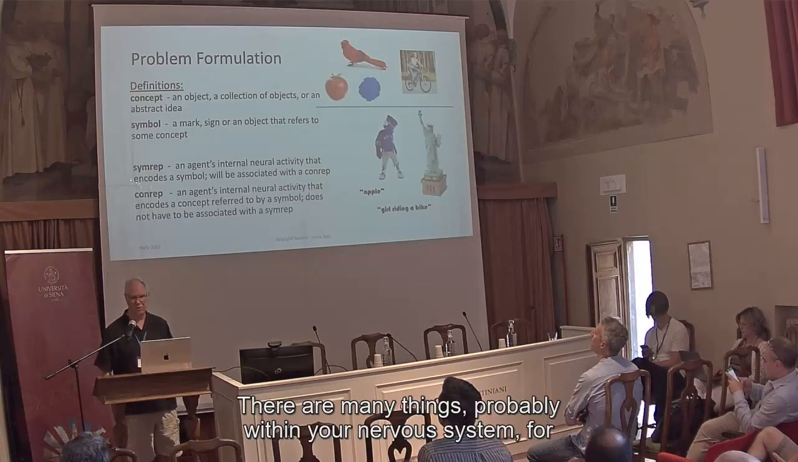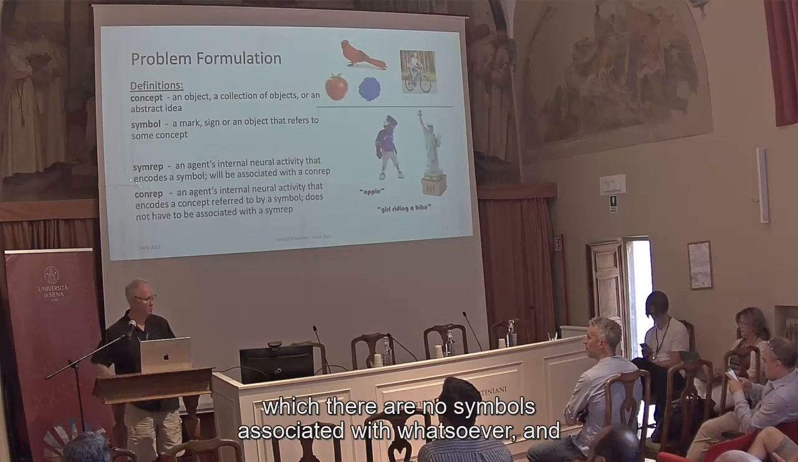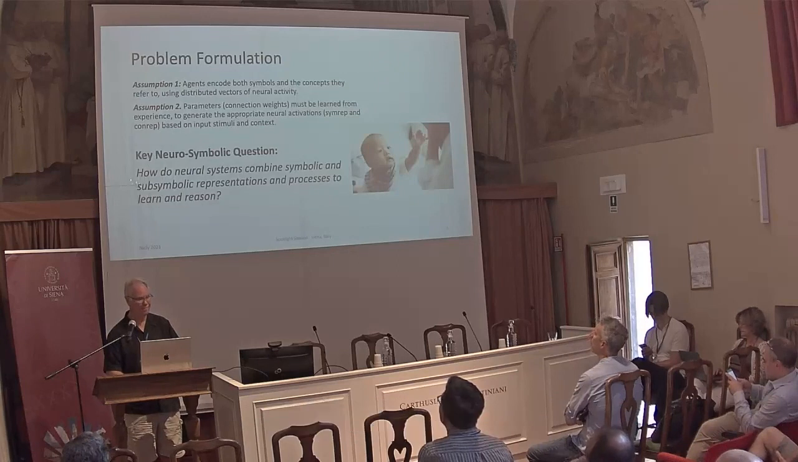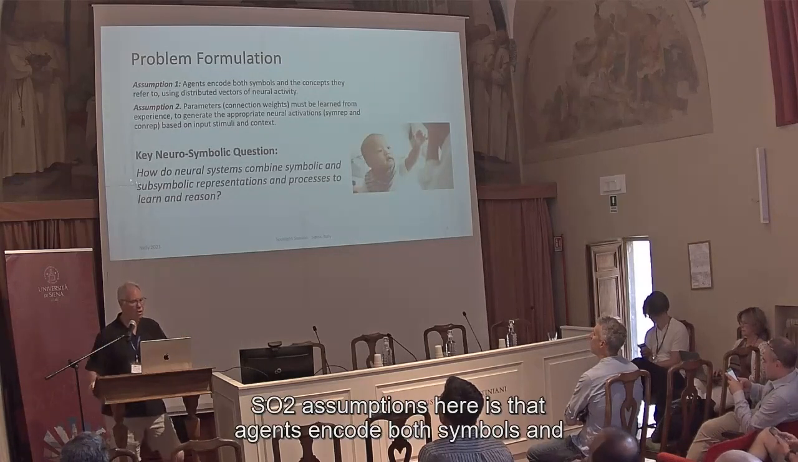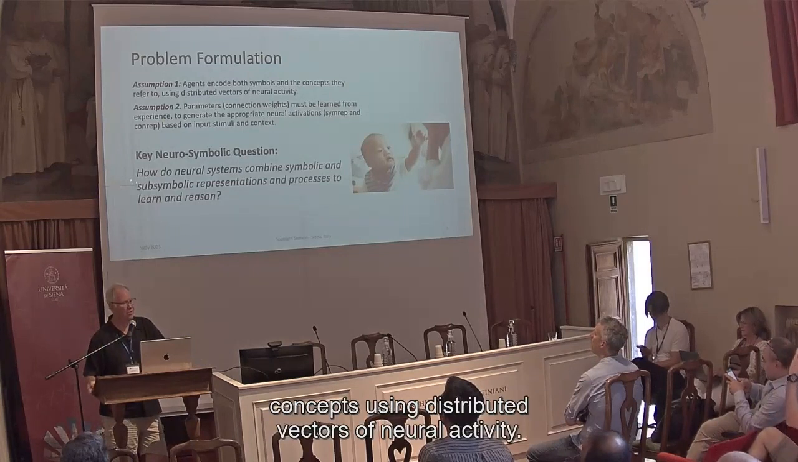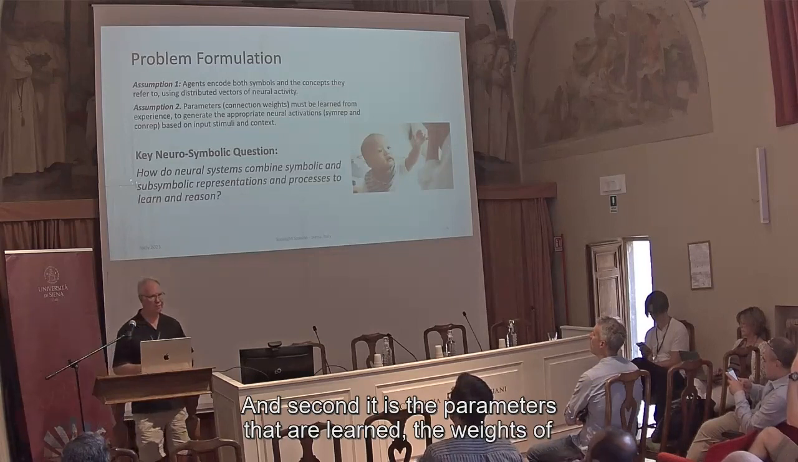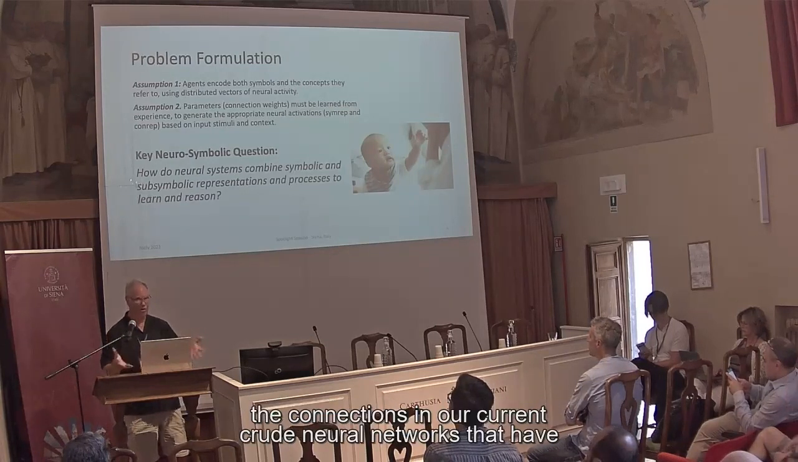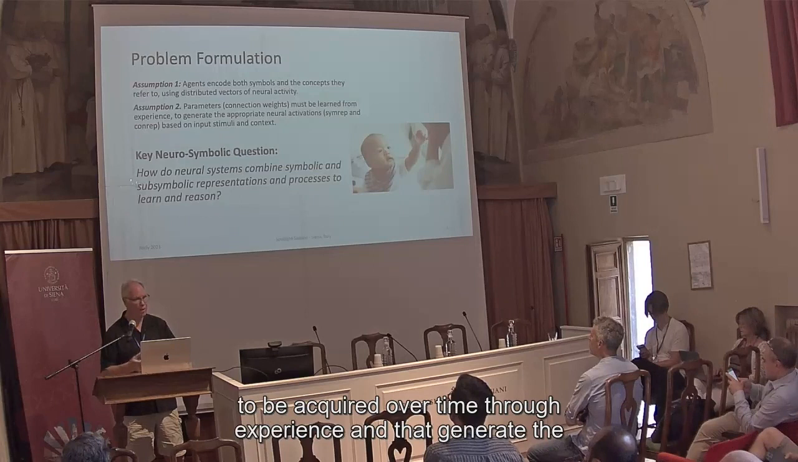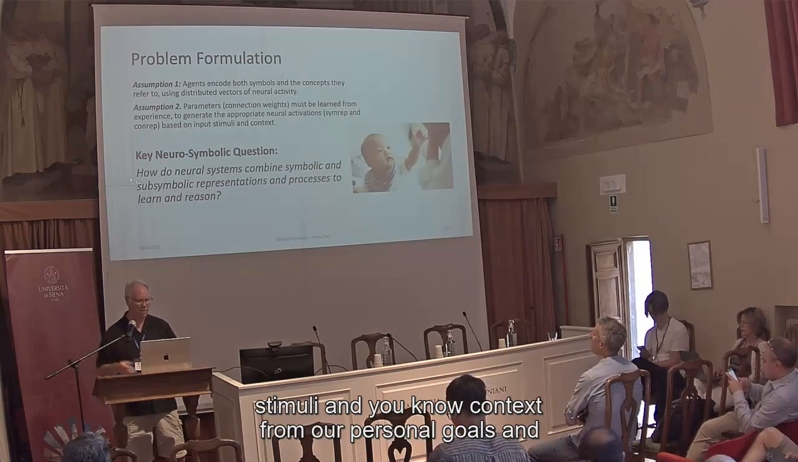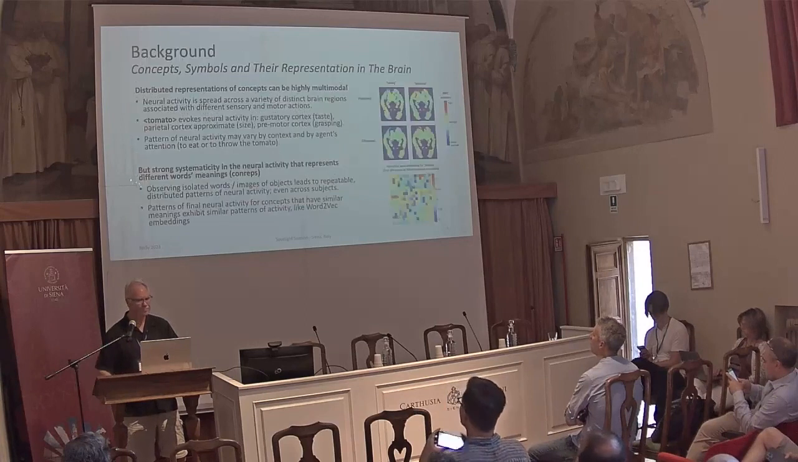There are many things probably within your nervous system for which there are no symbols associated with whatsoever, and yet we manipulate them all the time. As a matter of fact, it's the larger part of what we manipulate. So two assumptions here: first, that agents encode both symbols and concepts using distributed vectors of neural activity. And second, that the parameters that are learned, the weights of the connections in our current crude neural networks, have to be acquired over time through experience and generate the appropriate neural activities when given the appropriate input stimuli and context from our personal goals and things like this.